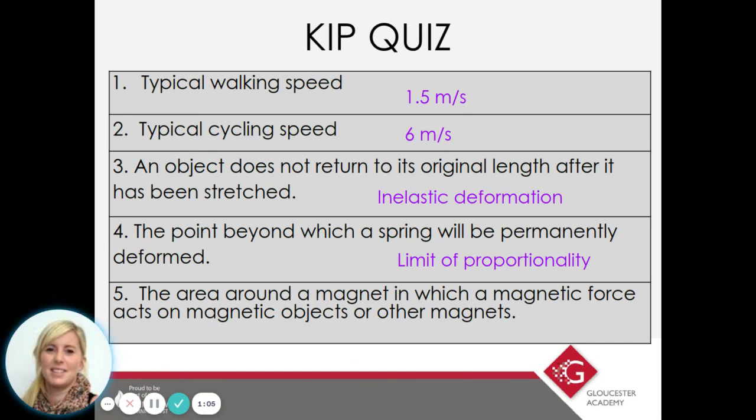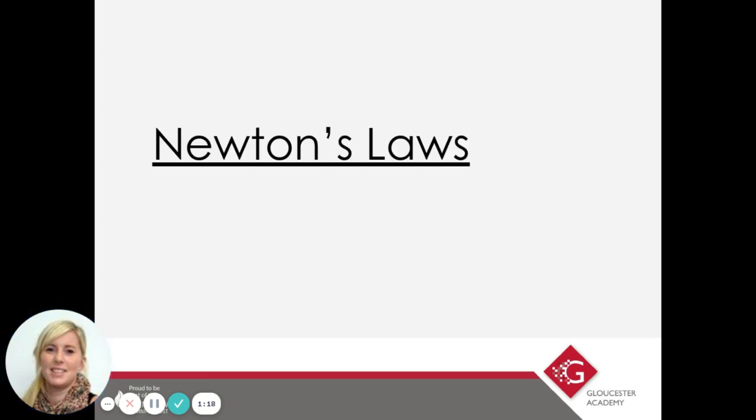And number 5, the area around a magnet in which a magnetic force acts on magnetic objects or other magnets is the magnetic field. So you should have 5 out of 5. We've been doing these key terms a lot, haven't we?